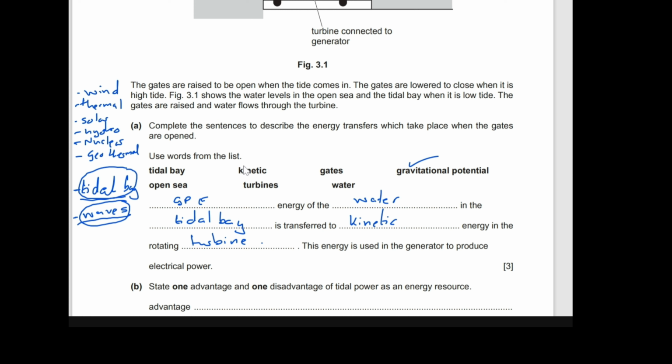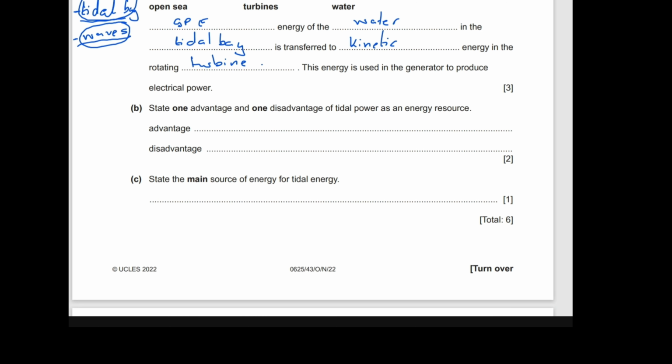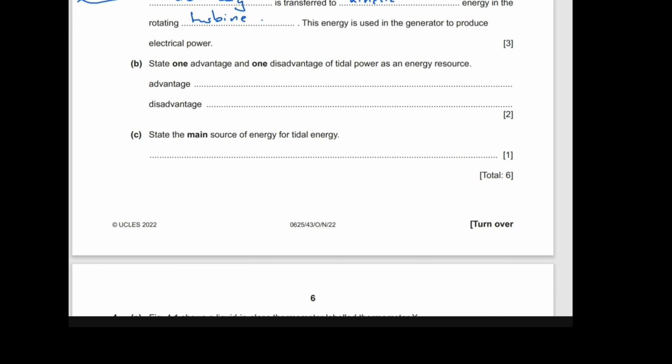State one advantage and one disadvantage of tidal power as an energy resource. Like we've just said, tidal power is an energy resource. We are using tides, and we now want to write just one advantage. However, there are many advantages that we can think of. One advantage: there's no pollution because we are using water.